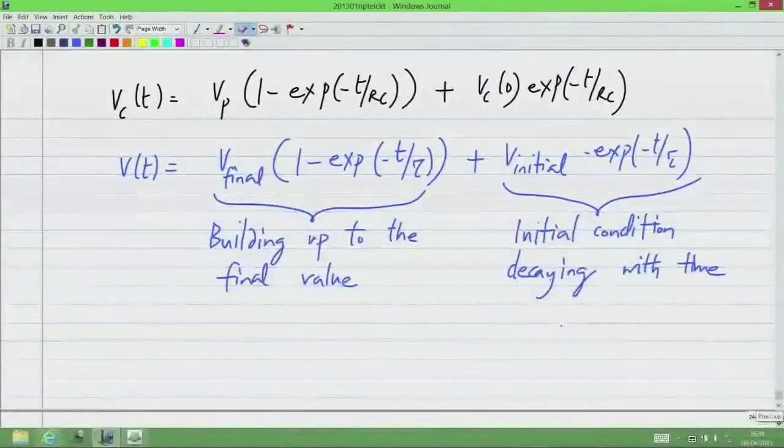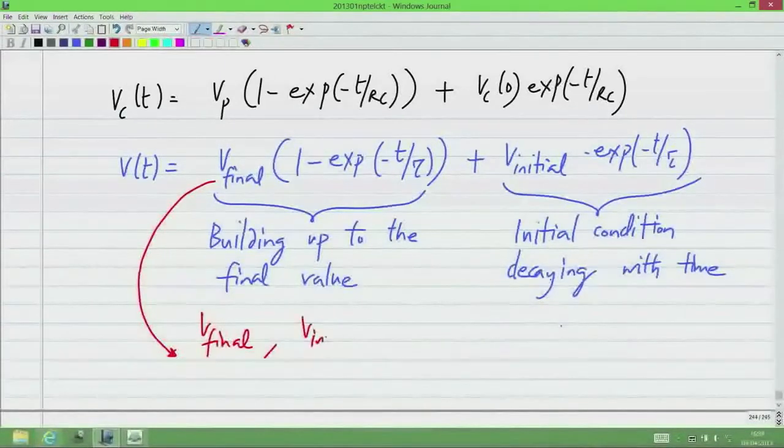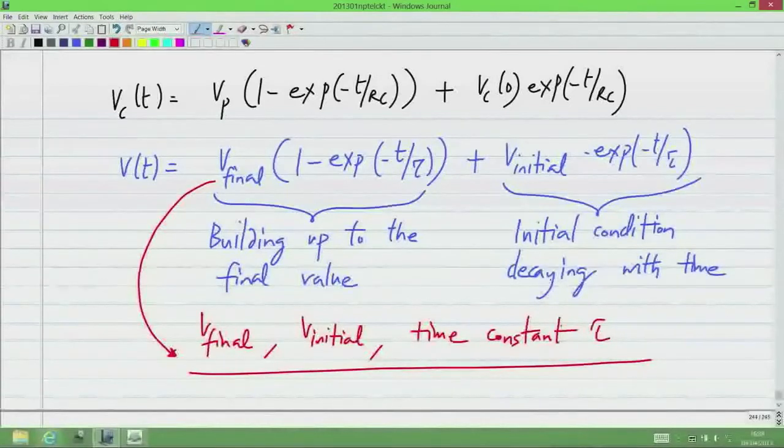Now, to be able to do this, we have to identify three quantities. Three things we have to identify. That is V final or the final value, V initial or the initial value, and also the time constant tau. So we will see how to do this.